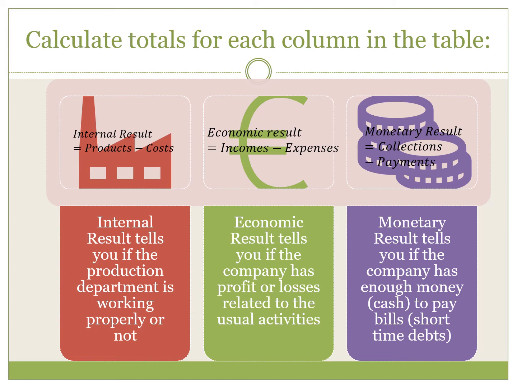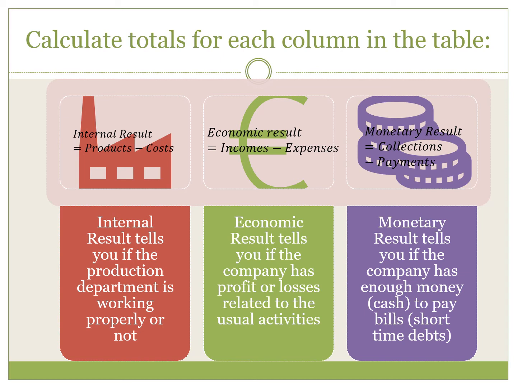Then we will have the economic result. The economic result is total incomes minus total expenses. And this is what you usually know as profit and loss account. So this result is going to tell us if the company is earning money or losing money related to the usual activities. So either all the departments of the company are doing great and the company is earning money, or the departments are not doing so great and the company is losing money because they are not doing it okay.